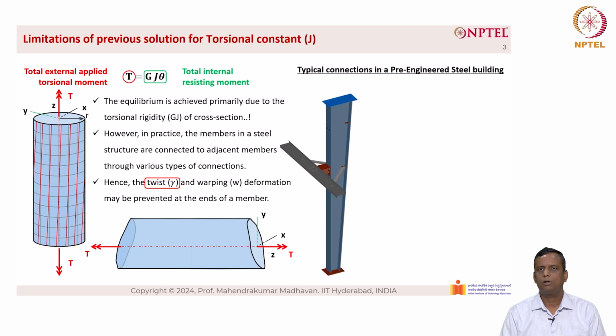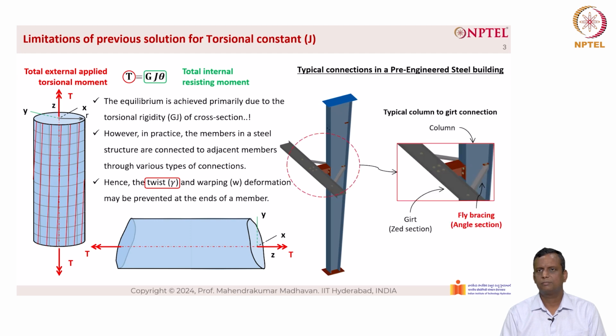Now, let us look at how twisting is prevented in typical connections in a pre-engineered steel building. You can see a column. The column has the exterior flange as well as the interior flange. The exterior flange is connected by a bracket, and on top of the bracket, the girt is sitting. Then on the interior flange, the fly bracing is connecting both edges of the flanges by connecting it to the girt, as you can see here. This type of connection is also known as fly bracing.